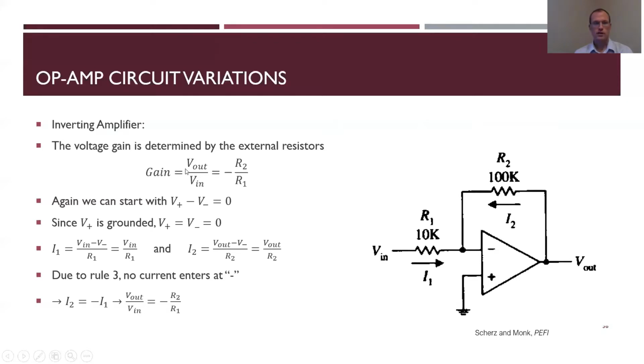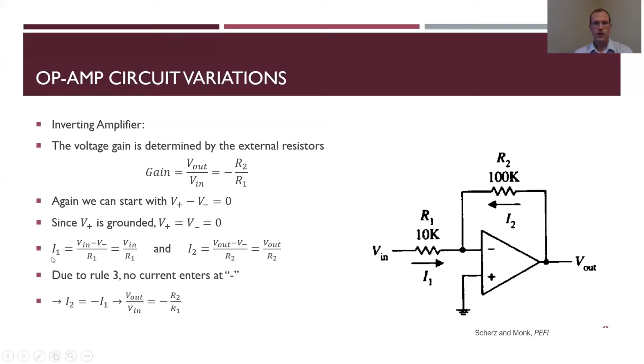Voltage gain in this case, V out over V in, is minus R2 over R1. The way we can derive that, again, we start with rule 4. Rule 4 says that with this negative feedback loop, V plus and V minus, the voltages right here, have to be the same. Since the positive terminal is grounded, I know that V plus is 0, that means that V minus has to be 0 as well, just by rule 4.